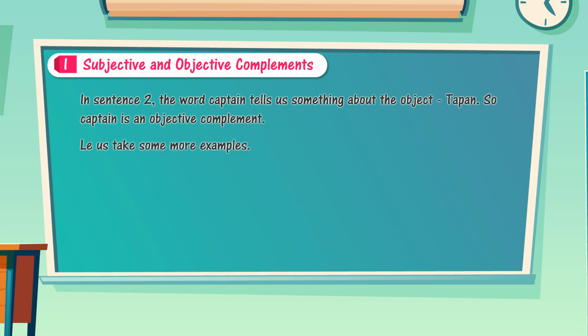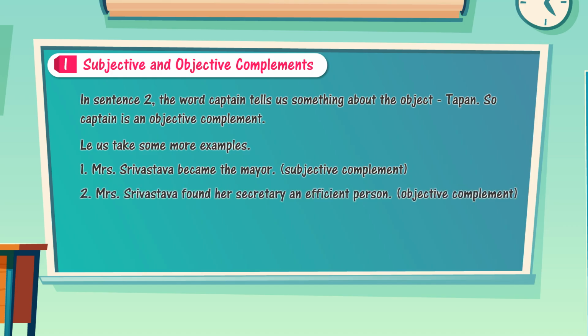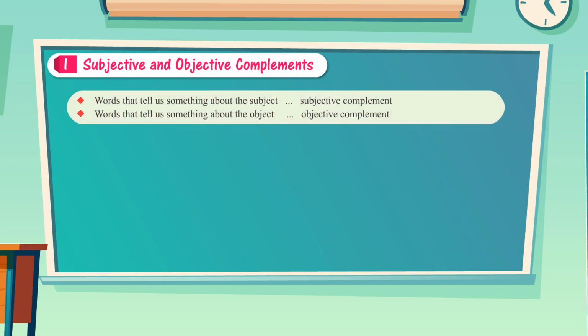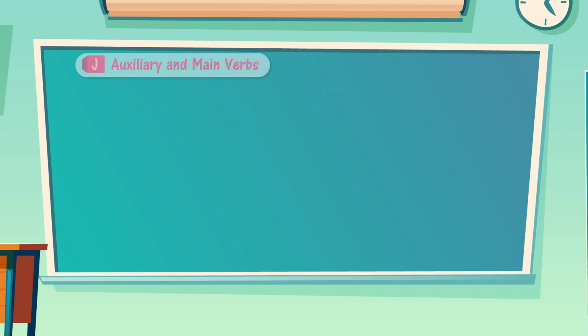Let us take some more examples. 1. Mrs. Srivastava became the mayor, subjective complement. 2. Mrs. Srivastava found her secretary an efficient person, objective complement. 3. His parents were very rich, subjective complement. 4. His parents named him Sushan, objective complement. Words that tell us something about the subject, subjective complement. Words that tell us something about the object, objective complement.